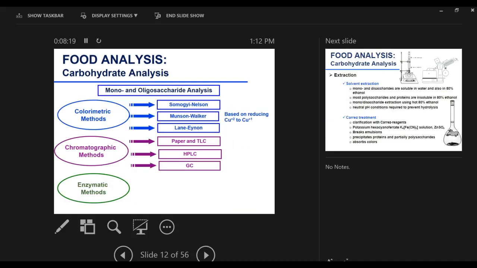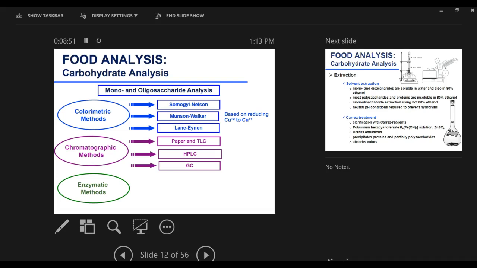So moving on, carbohydrates, like I said last week, are very complex and made up of different components. They can be monosaccharides, disaccharides, oligosaccharides, starches, fibers. There are so many different components under the category of carbohydrates. So what we're going to do now is talk about methods to analyze the small sugars and then methods to analyze starch and fiber. So small sugars, then starch and fiber. This is how we're doing it.